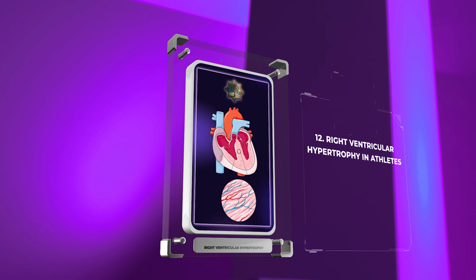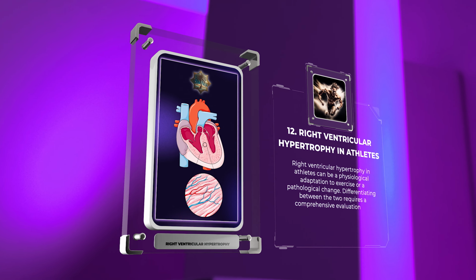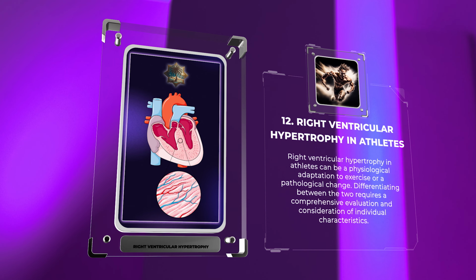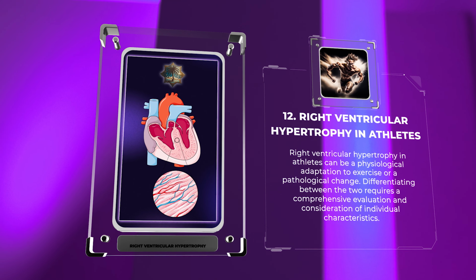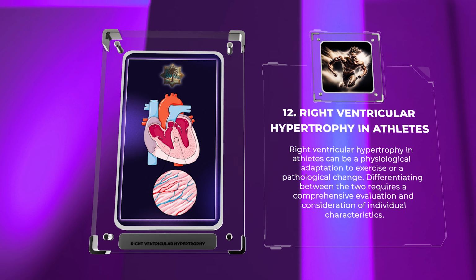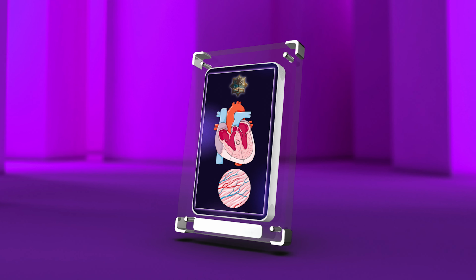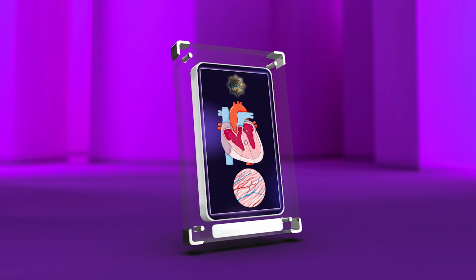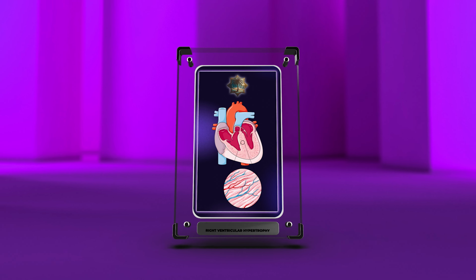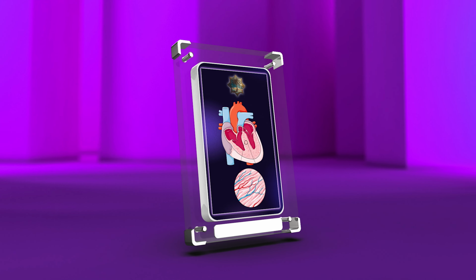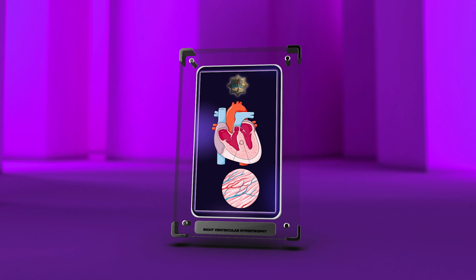Right ventricular hypertrophy in athletes can be a physiological adaptation to exercise or a pathological change. Differentiating between the two requires a comprehensive evaluation and consideration of individual characteristics. Understanding the complexities of right ventricular hypertrophy, medical students can better diagnose and manage this condition in their future practice. It is crucial to recognize the interconnected nature of RVH with various coexisting factors and comorbidities for optimal patient care.